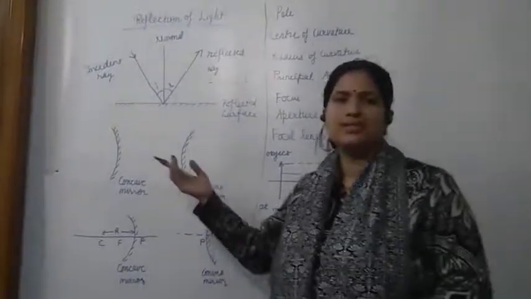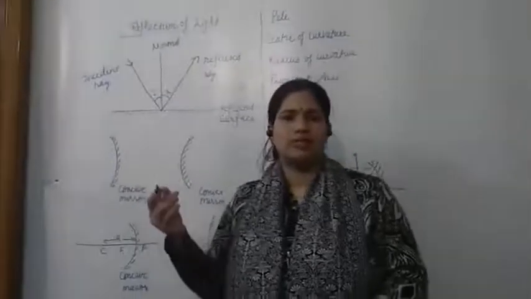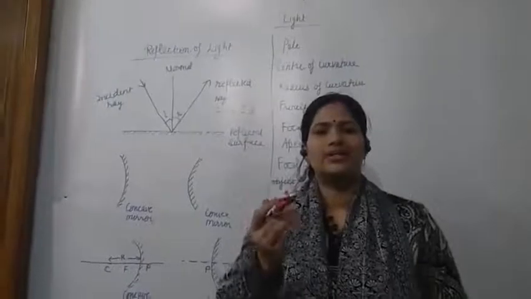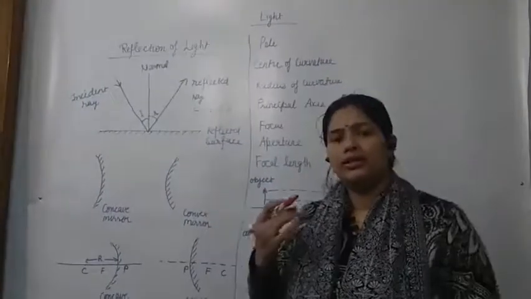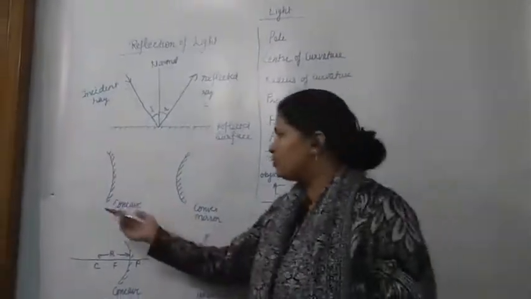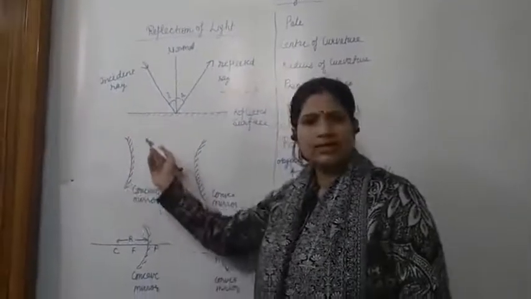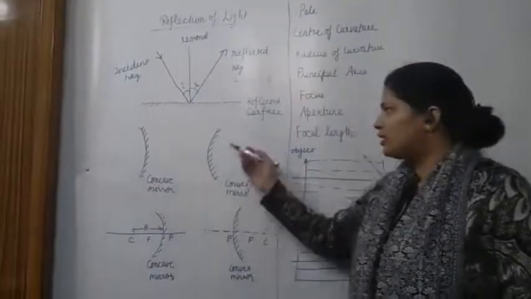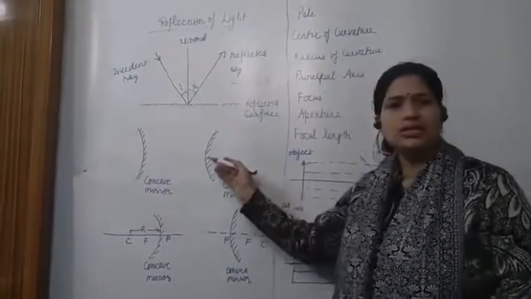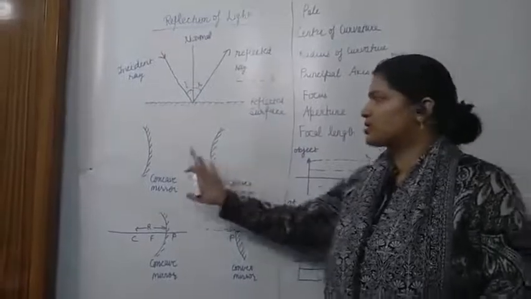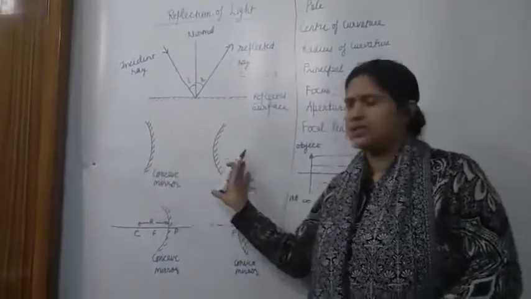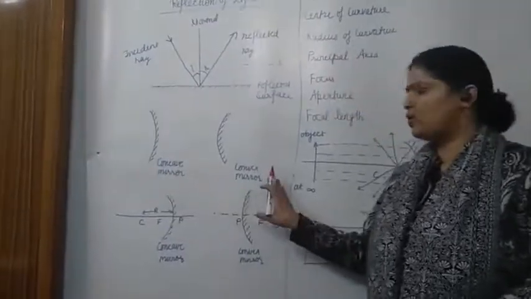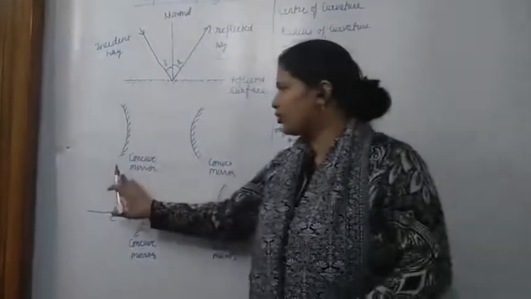Now we come to the spherical mirrors. What are spherical mirrors? The mirrors which have their reflecting surface as a curvature. The curvature can be of two types. The reflecting surface may be on the outside, or the reflecting surface may be on the inside. Depending on the position of the reflecting or polished surface, we can define them as concave mirror and convex mirror. Let's talk about the concave mirror.